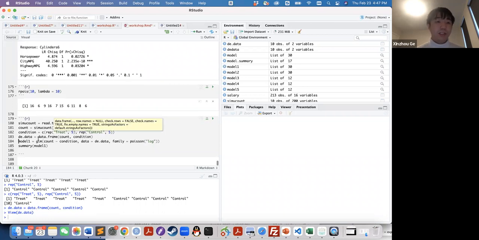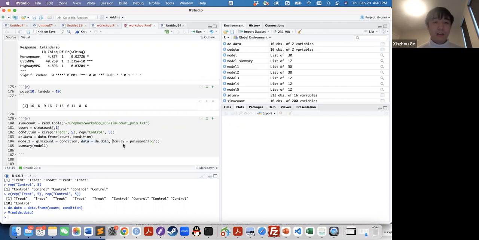Here we will use the GLM function to do the regression. We will use LM to do linear model, and we use GLM to do generalized linear model. The first part is the formula of the regression. We want to predict count using condition. So this is the format. And then we also have a data argument, which is the name of the data set we are using.